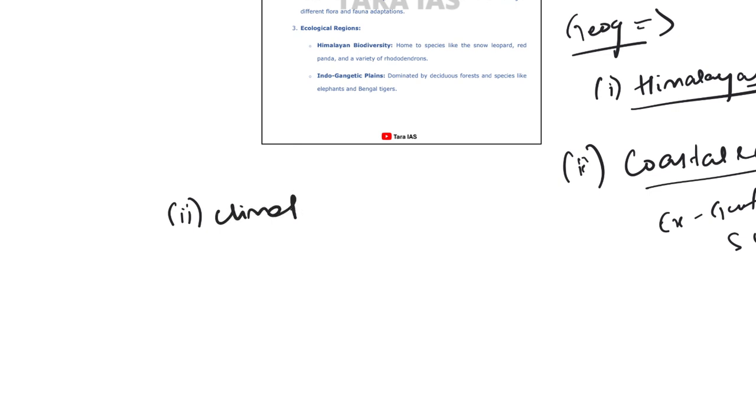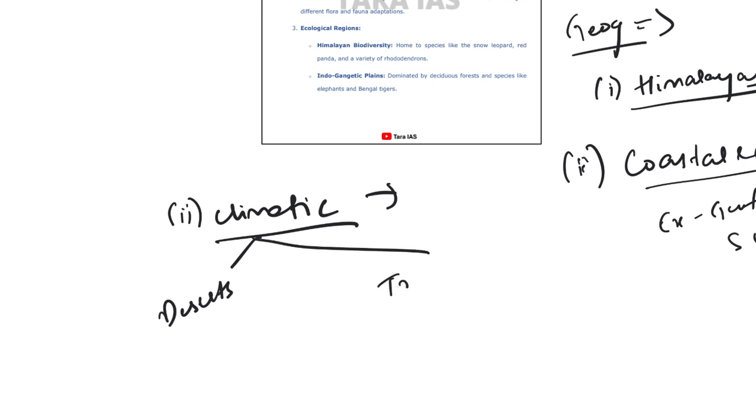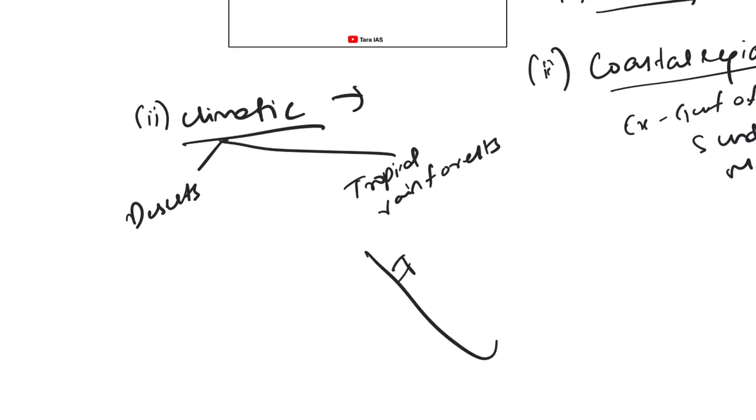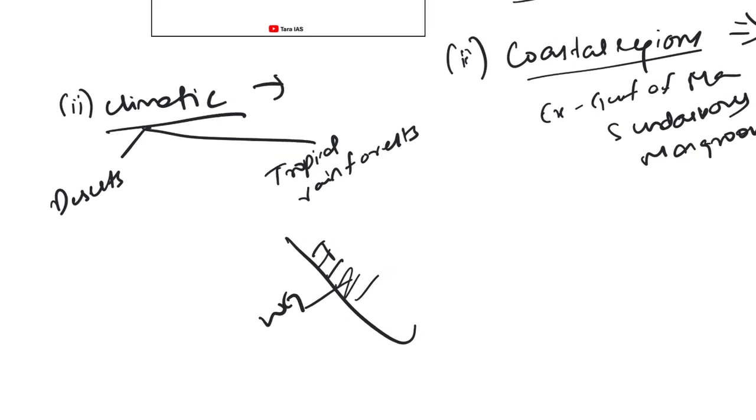So in climatic factors, let us take deserts where there is less rainfall and tropical rainforests with abundance of rainfall. So first let us see tropical rainforests. It is in Western Ghats. So in Western Ghats you find evergreen forests and species like lion-tailed macaque and Nilgiri tahr are found here, right?